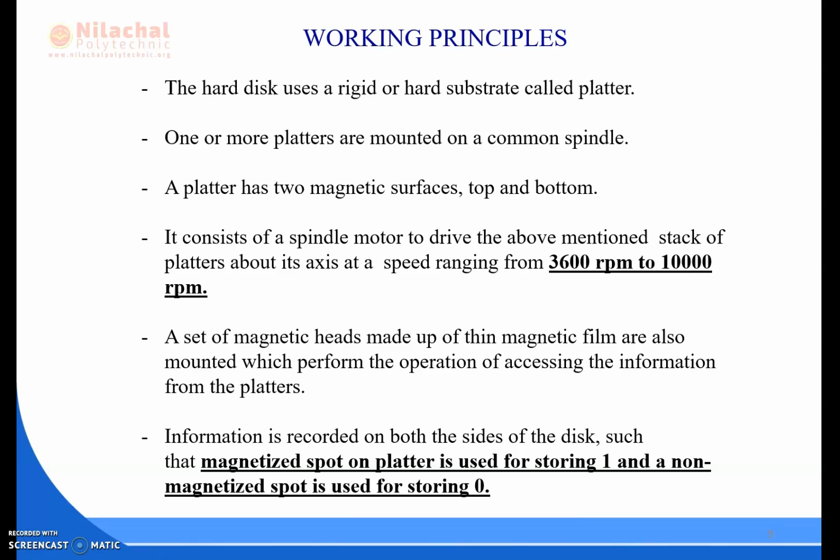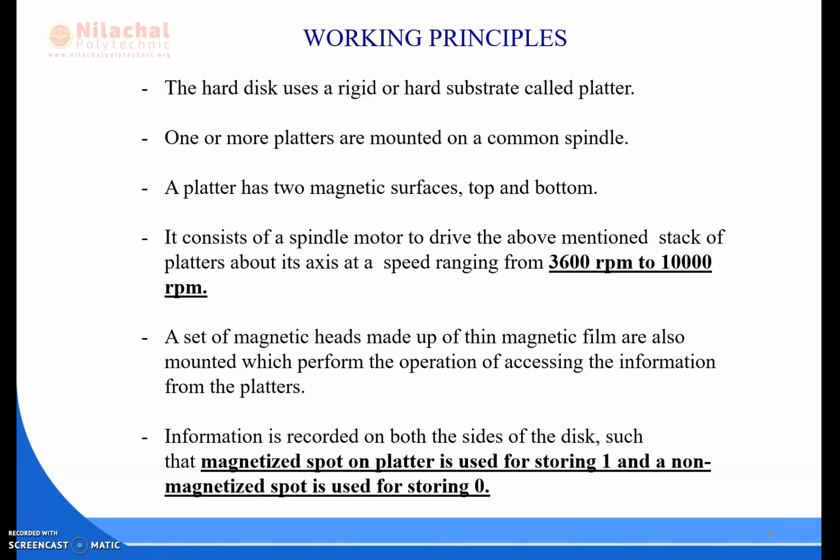So the speed or the capacity of the hard disk, or we can say the speed of the hard disk, is basically the rotations it takes per minute. This rotation is done by the spindle motor. The speed of a hard disk is basically 3600 rotations per minute to 10,000 rotations per minute.